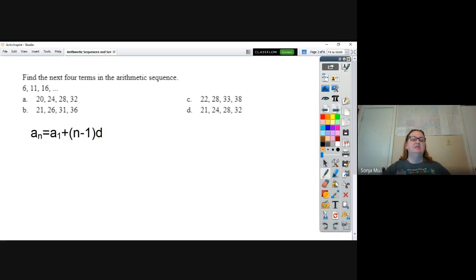So let me work a few problems from this section. Those are the two formulas we need for this section. Find the next 4 terms in this arithmetic sequence: 6, 11, 16, and then dot, dot, dot. I need to find the next terms.